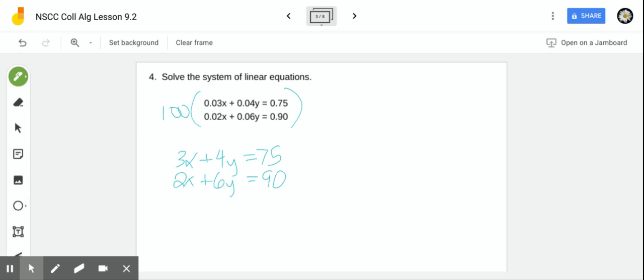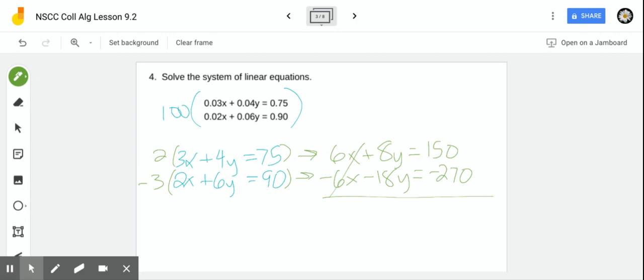I think I'm going to eliminate x's again. So I'm going to multiply this top equation by 2, so 6x plus 8y equals 150. I'm going to multiply the bottom equation by negative 3. And then when I add these, the x's eliminate, and I get negative 10y equals negative 120. So it looks like y equals 12. Yep, I think that's right.